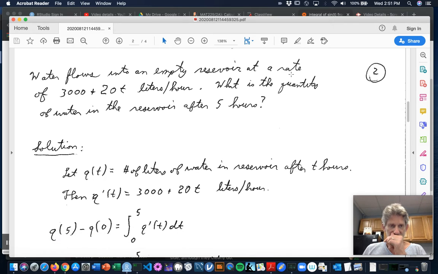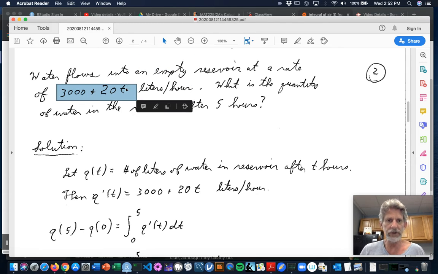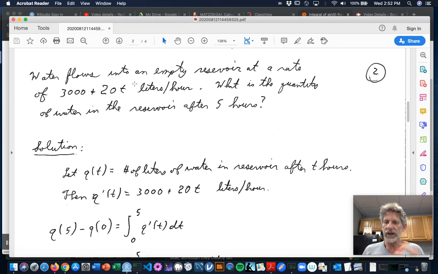So a couple little examples. Let's say water flows into an empty reservoir at a rate of 3,000 plus 20 times t liters per hour, where t is how many hours you sit there and watch it. So I guess it starts off empty at time 0, and then water comes in. And as time goes on, it's coming in faster and faster because 3,000 plus 20t gets bigger and bigger. How much water is in the reservoir after 5 hours?